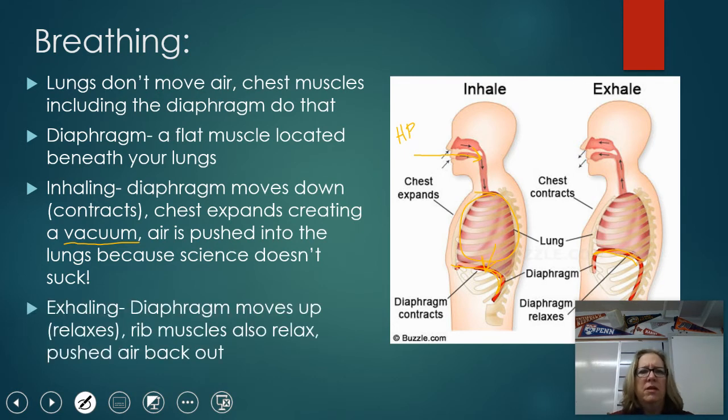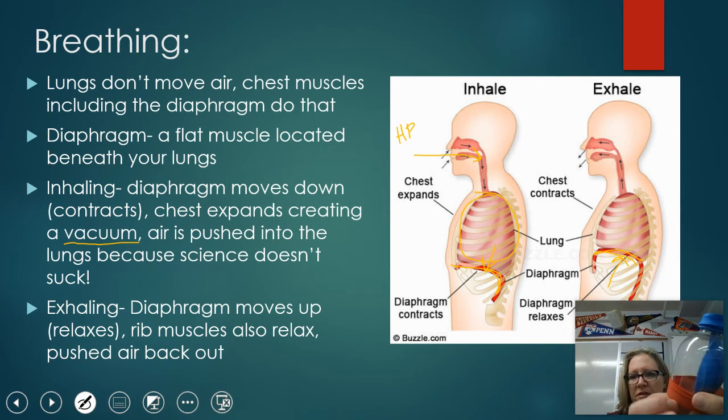Now exhaling is much simpler. When you exhale, the diaphragm relaxes and pushes back up, and then your ribs kind of come back down, and so it really just squeezes the air out of the lungs and it goes out of your mouth, okay? This is a little model to show that, okay? So the balloon represents the lung, okay, in a chest cavity, and this little guy down here represents the diaphragm, okay?